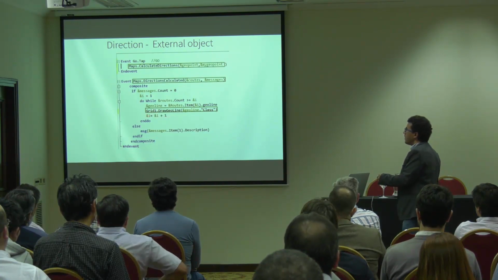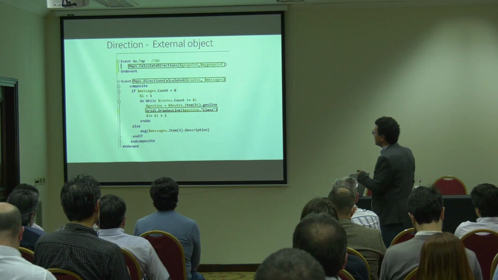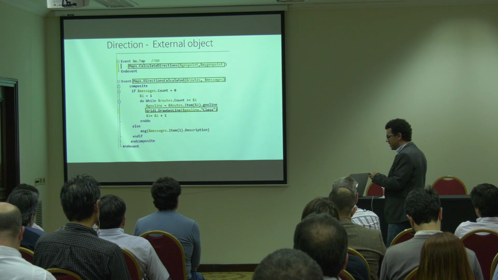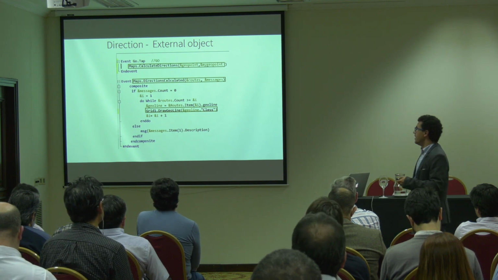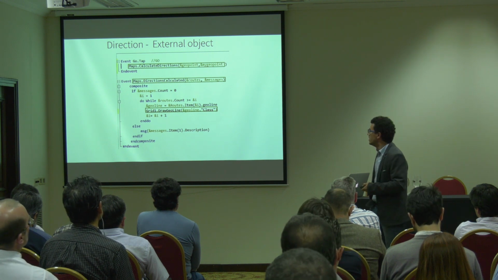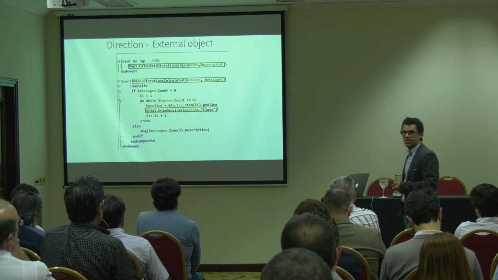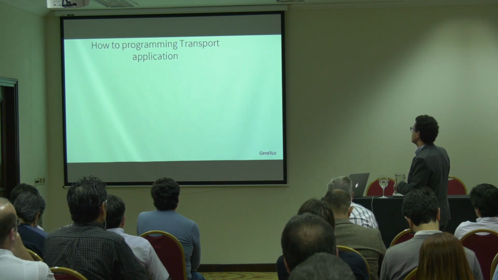The other thing we added in version 16, which is the draw geoline. If I put a geoline in that grid and I say how I want it to be drawn, it would draw a line. Now, these two things are available in version 16. In Android, in the first upgrades, it will be there. Because of a lack of time, we couldn't include it, but it's there already to be included.